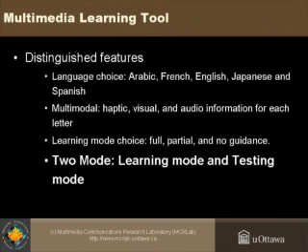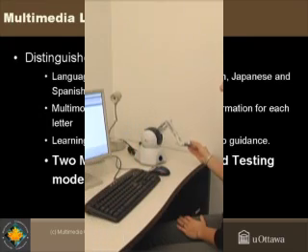Finally, the tool supports 2 modes of operation, a learning mode and a testing mode. In the learning mode, the users practice writing alphabetical characters using haptic, audio, and video feedback. The testing mode evaluates the user's performance by comparing the graphical and force information with predefined normative patterns.